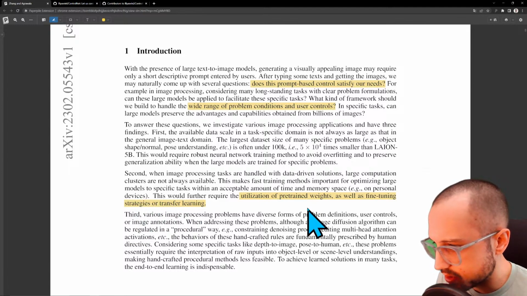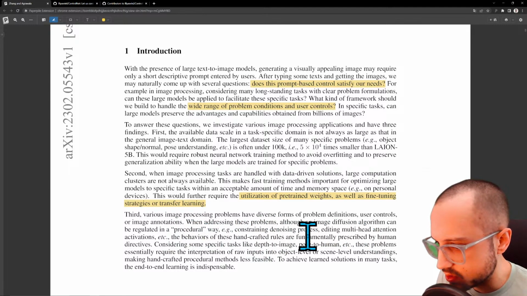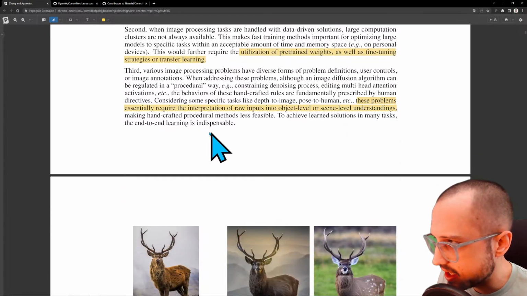Third, various image processing problems have diverse forms of problem definitions, user control, or image annotations. Although an image diffusion algorithm can be regulated in a procedural way, behaviors of these handcrafted rules are fundamentally prescribed by human directives. Considering some tasks like depth to image, pose to human, these problems essentially require the interpretation of raw inputs into object level or scene level understanding, making handcrafted procedural methods less feasible. To achieve learned solutions in many tasks, end-to-end learning is indispensable.